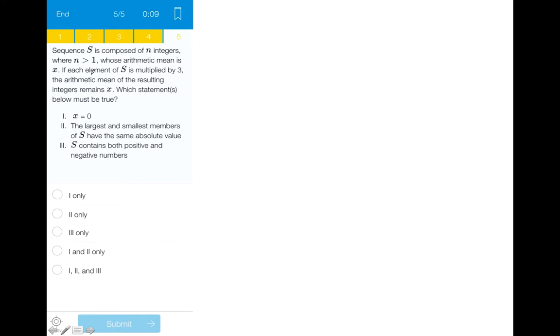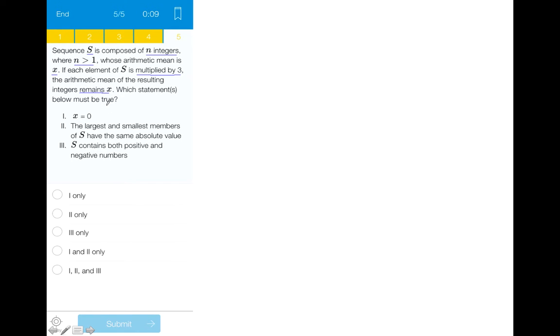This problem is testing our understanding of sequences. We're given sequence S, which is composed of n integers, where n is greater than 1, meaning that there is more than one integer in the sequence. We're also told the mean of the sequence is x. Something interesting and important to note is that if each element of S is multiplied by 3, the new mean remains the same. It remains x. And based off this information provided, we need to figure out which statement below must be true.